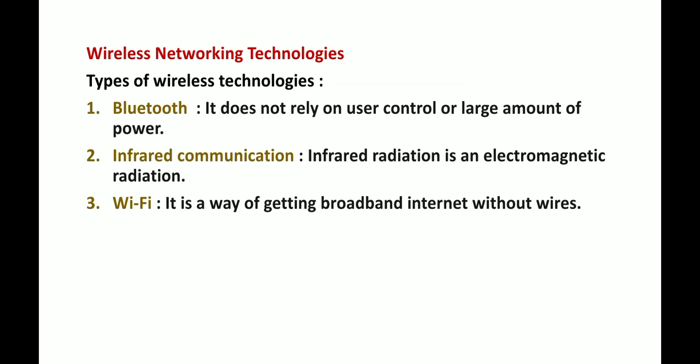Wireless networking technologies. The types of wireless networking technologies are Bluetooth, infrared communication, and Wi-Fi. The first one is Bluetooth. Bluetooth is often seen being used to have a wire-free connection between a headset and mobile phone, but it is used to connect a whole range of devices, including digital cameras, laptops, PCs, and games consoles. The technology consists of chips that use radio signals to transfer information over short distances.